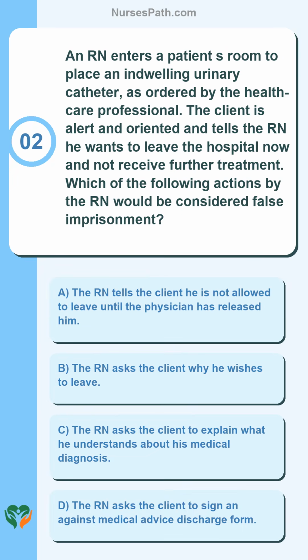Question 2. An RN enters a patient's room to place an indwelling urinary catheter, as ordered by the healthcare professional. The client is alert and oriented and tells the RN he wants to leave the hospital now and not receive further treatment. Which of the following actions by the RN would be considered false imprisonment? The RN tells the client he is not allowed to leave until the physician has released him.